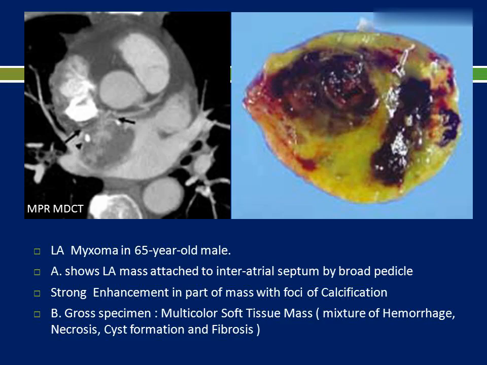LA myxoma in a 65-year-old male. MPR MDCT. A shows LA mass attached to the interatrial septum by a broad pedicle, with strong enhancement in part of the mass and foci of calcification. B, gross specimen, multicolor soft tissue mass, a mixture of hemorrhage, necrosis, cyst formation and fibrosis.